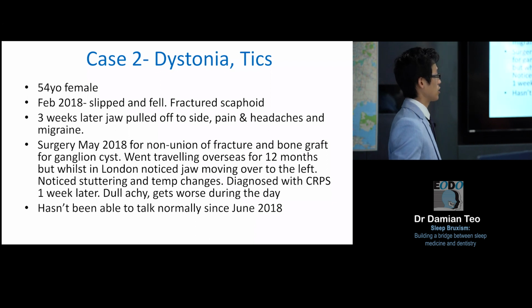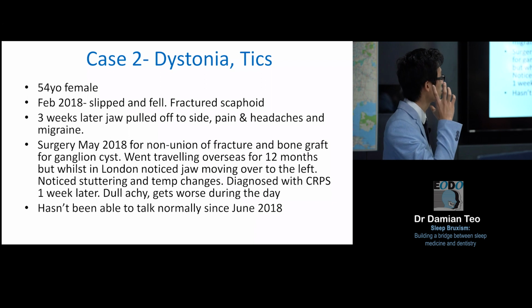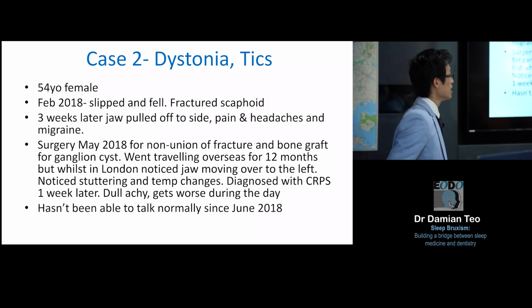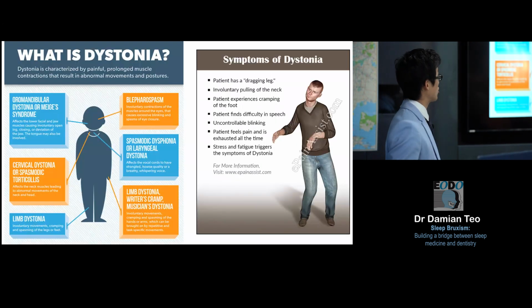Then she started noticing she was having difficulty talking and stuttering and having changes in her temperature as well. She was getting more hot and flushed easily. And then she was diagnosed with chronic regional pain syndrome a week later. And now, ever since that day in 2018, she's been getting dull, achy pain, which gets worse during the day. And it's pain not just in her face, but also in her whole body. And ever since then, she's never been able to talk normally for all these years. And she's currently under care of her GP, a neurologist, and also an osteopath and a physio that I work with.